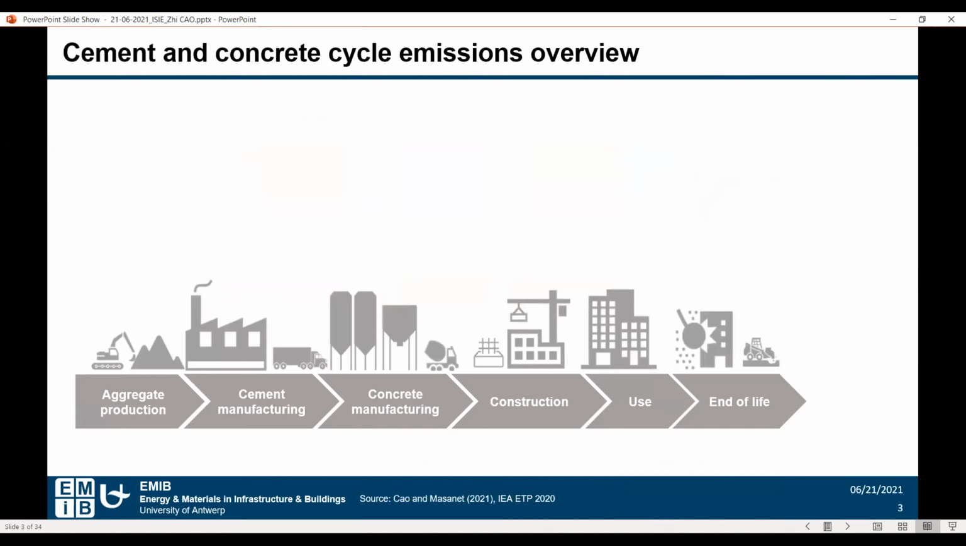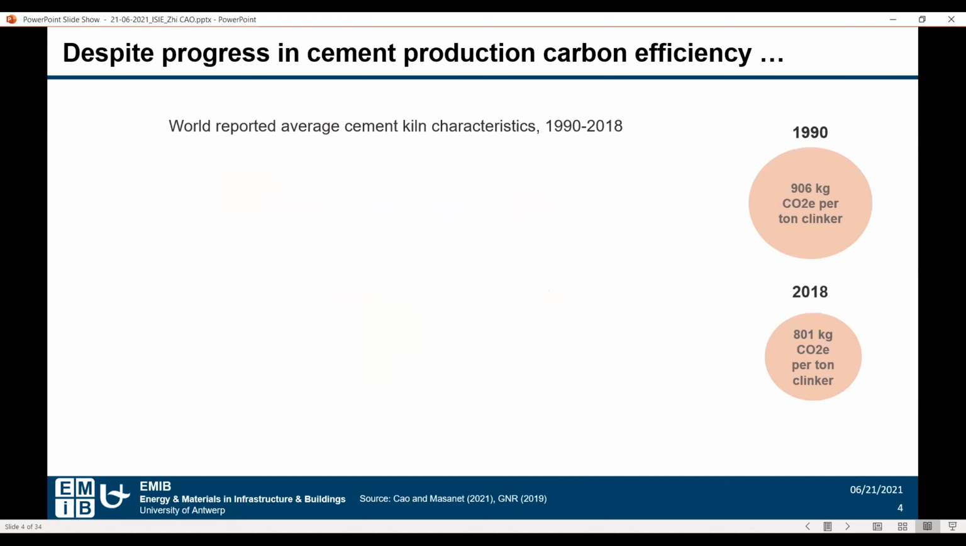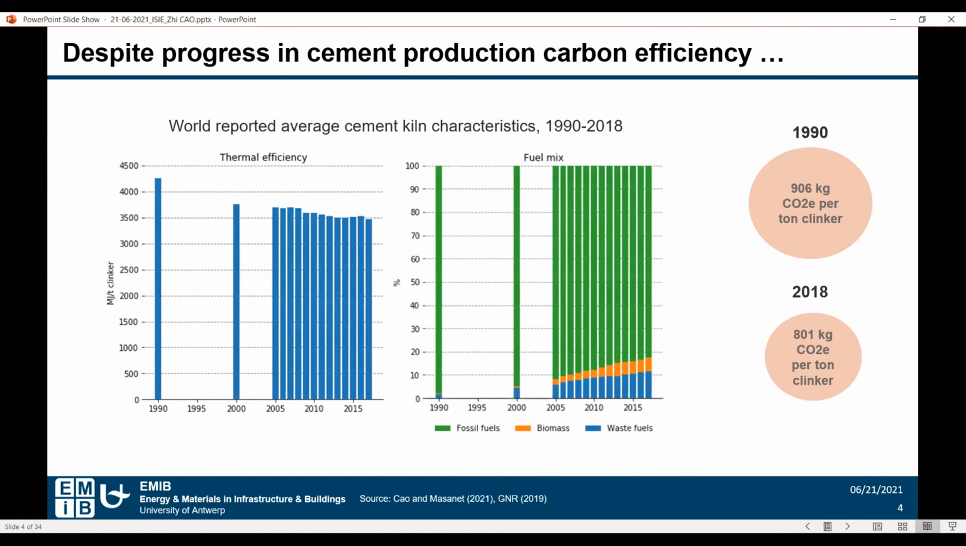So why do cement and concrete matter? A quick answer is because cement and concrete are key ingredients to our modern civilization. Therefore, the massive production of cement and concrete has contributed significantly to global CO2 emissions. In 2014, cement production alone contributed about 7% of the global direct energy-related CO2 emissions. And cement production efficiency has progressed over the past decades, mainly coming from thermal efficiency improvements and fuel switching.